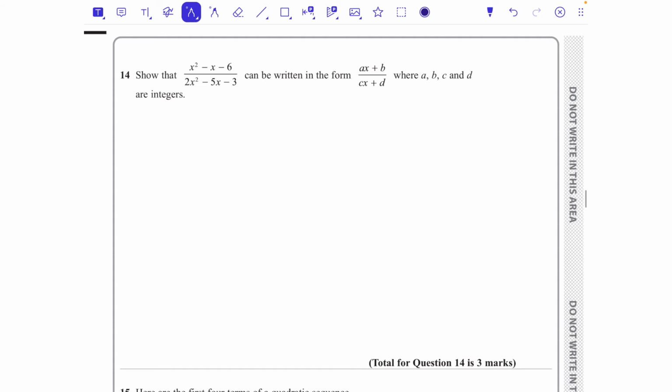Question number 14. Show that x squared minus x minus 6 over 2x squared minus 5x minus 3 can be written in the form ax plus b over cx add d, where a, b, c and d are integers, so whole numbers. To simplify this, we need to factorise. So to factorise, we want to put it into brackets. Now this is going to be 2 brackets on the top and 2 brackets on the bottom. Do whichever one you find easiest, because there is going to be a matching bracket here because we are going to be able to cancel it down.